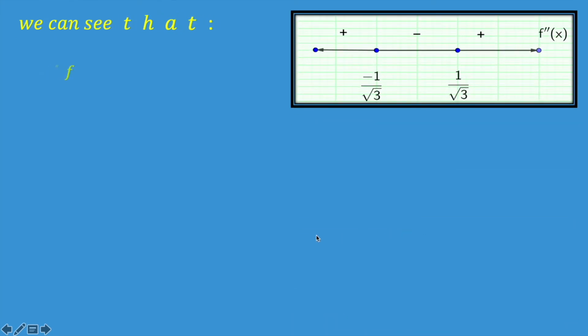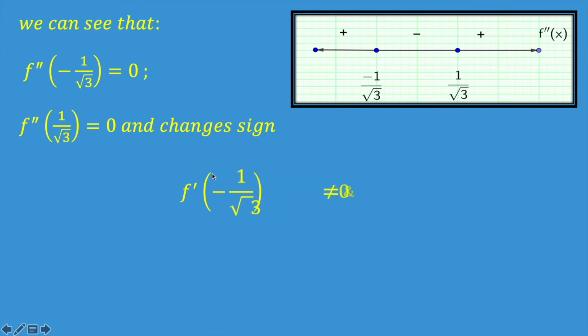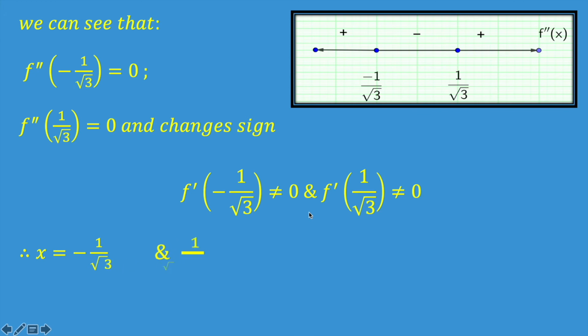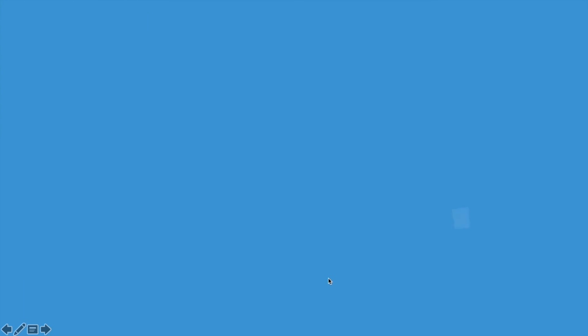Again we can see that the double derivative is 0 at this point, negative 1 by root 3, and changes sign. The first derivative is non-zero at both points. So therefore we can say that x is equal to negative 1 by root 3 and 1 by root 3 are the non-stationary points of inflection.